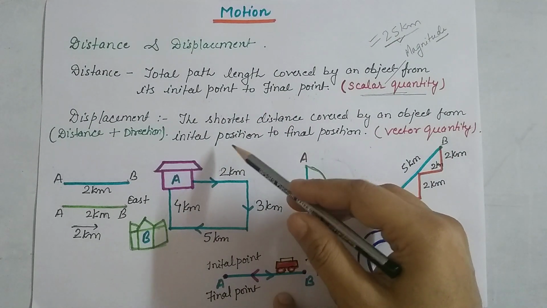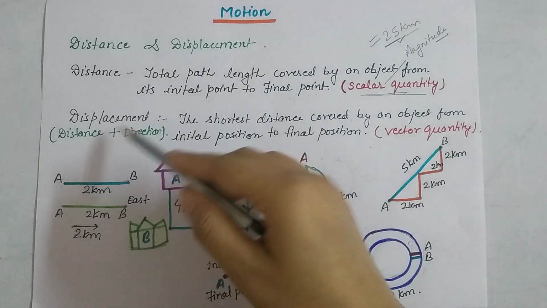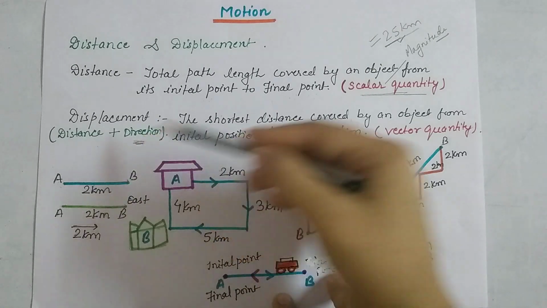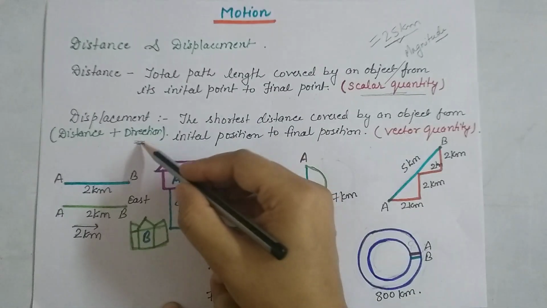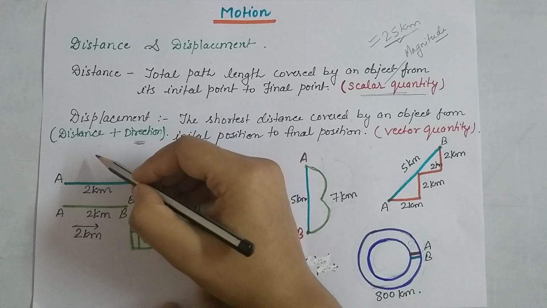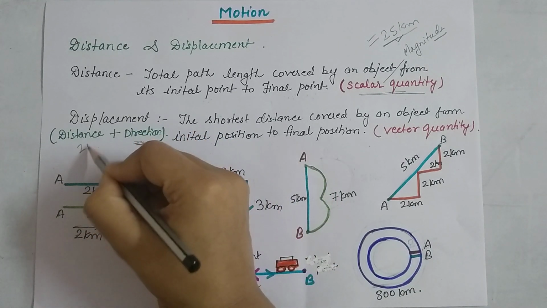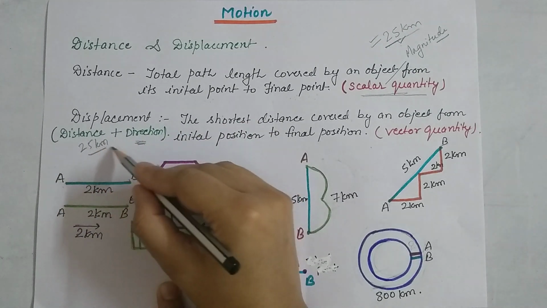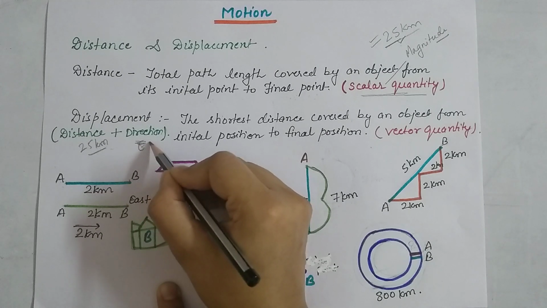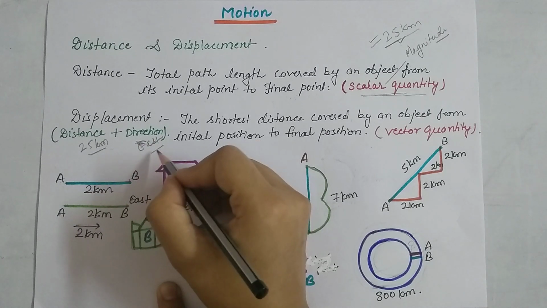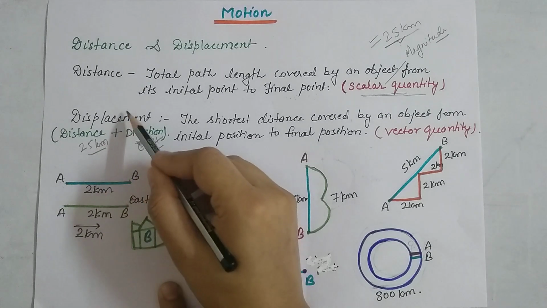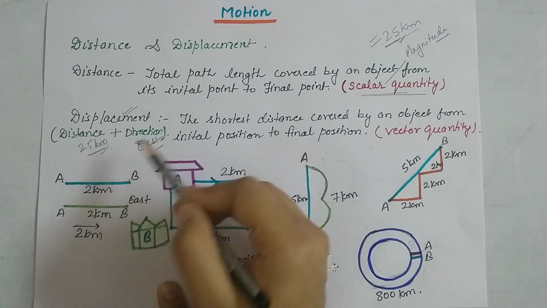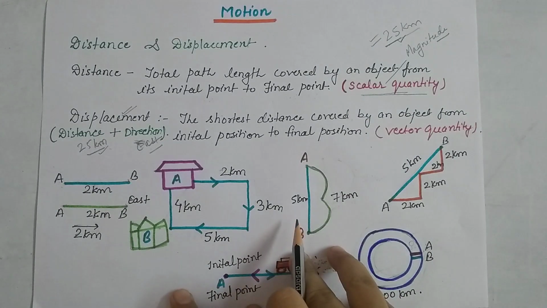Now displacement. In short, we can say that displacement is distance with direction. If I say my school is 25 kilometers, that is the distance. But if I say 25 kilometers east from my house, then you are telling about the displacement, the distance as well as the direction.